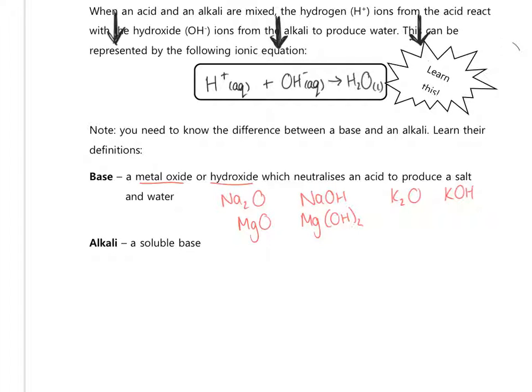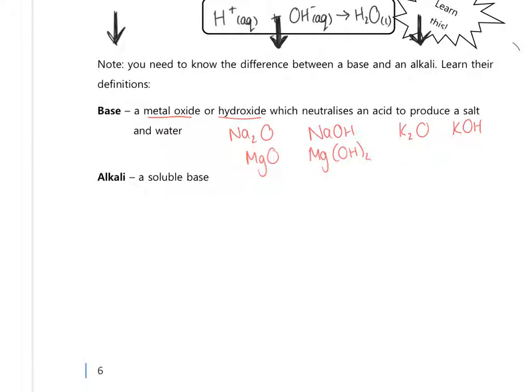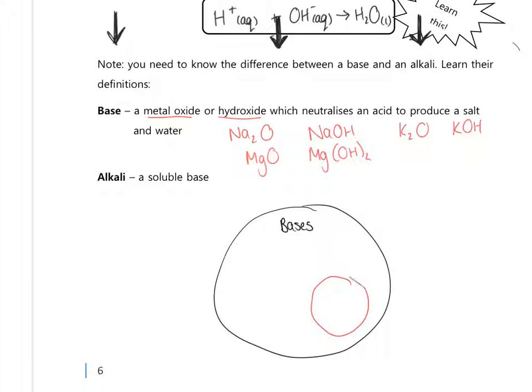So, listen carefully to this. All alkalis are bases, but not all bases are alkalis. Say that again. All alkalis are bases, but not all bases are alkalis. So I think of it like a big circle. You have a circle of bases, and everything in here are bases. Then there's a separate circle within that circle that are alkalis.